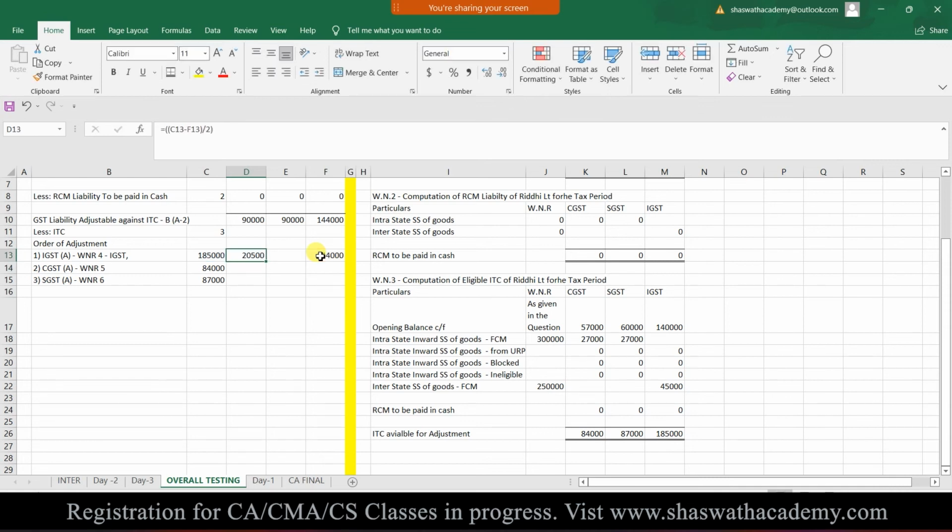Sir, what will happen if I adjust this way? See, understand, the balance is payable in cash, isn't it? And the question says minimum I should pay. So let's understand: maximum, the difference is payable in cash.